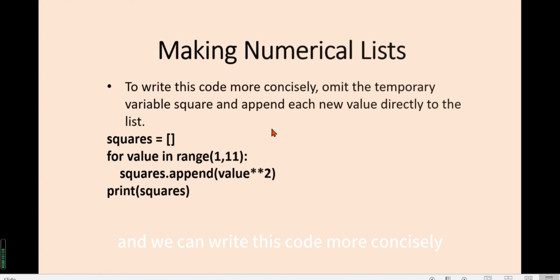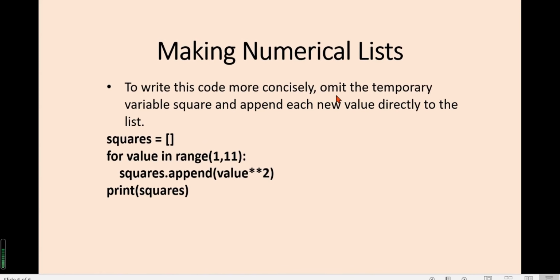And we can write this code more concisely, just omitting the temporary variable square and appending each new value directly to the list. So squares is created as an empty list, then a for loop for value in range 1 to 11, then squares is appended directly with the value in this range calculated as a square. After this for loop finishes, we can print squares, and the result is the same as the previous example. We will show all these commands in Anaconda Spyder.